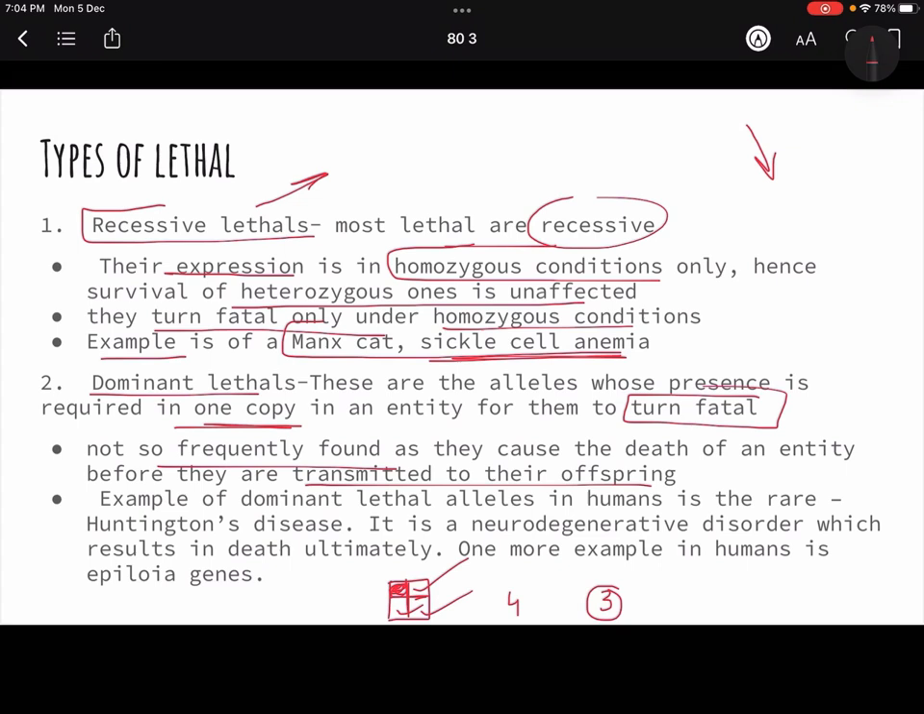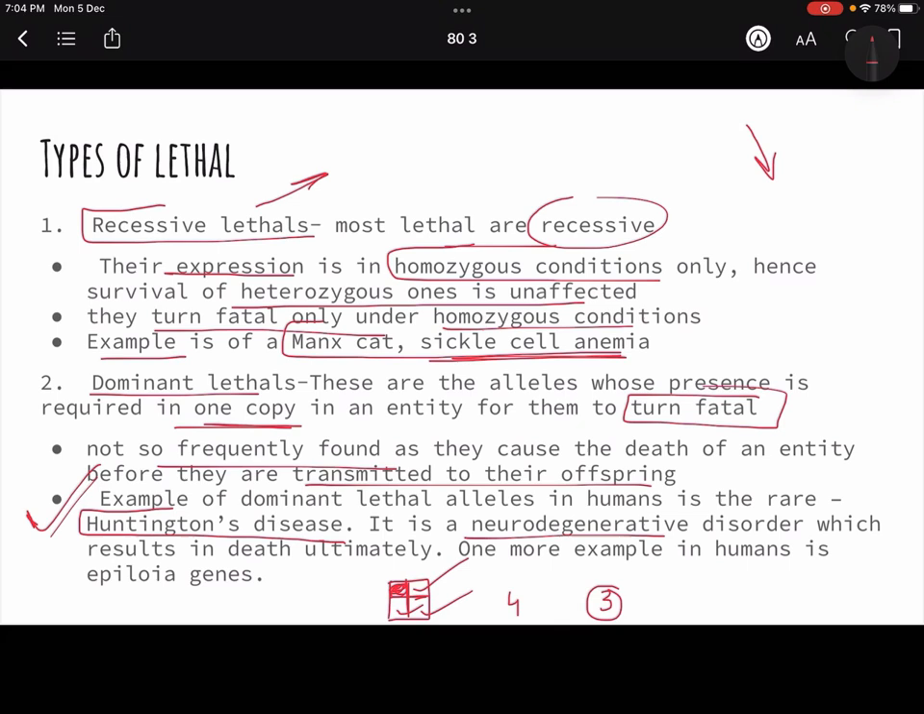This is a neurodegenerative disease. With passing age, the person's neuromuscular function degenerates and the person starts to forget things and all of that. Okay. So this is one of the examples of dominant lethal diseases.